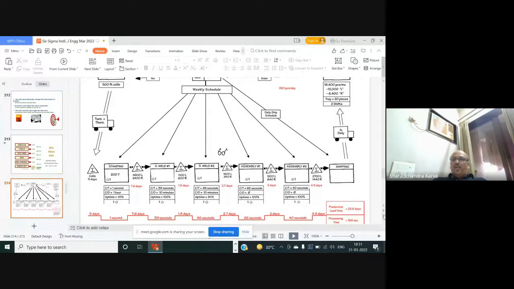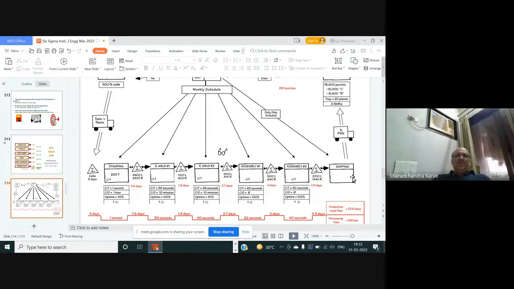Now, if you look at this, there is stamping, then welding station 1, welding station 2, assembly 1, assembly 2, and then shipping. So in general, don't take it seriously, but these are the general steps. Now, actually, how much is the cycle time for stamping? The cycle time for stamping is just 1 second. The changeover time is 1 hour.